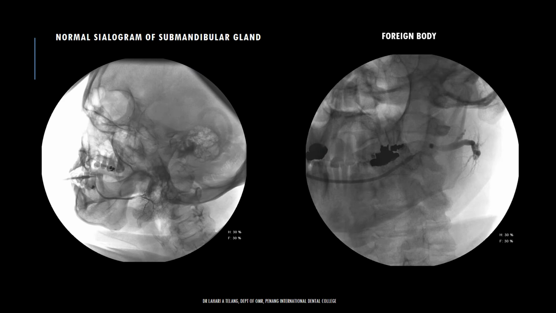This is the appearance again on a sialogram, or after sialography, of a normal submandibular salivary gland. You can see the leafless tree appearance, the duct and its entire ductal system and the branches. When there is a foreign body, you will definitely see that there is obstruction.